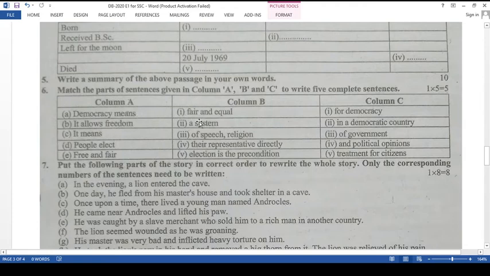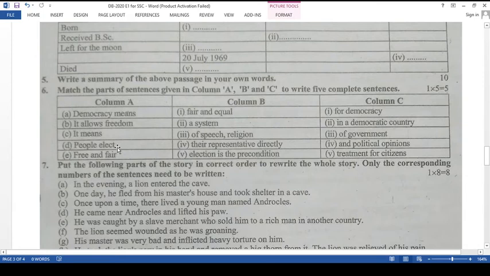So democracy means what? Democracy means a system of government. It allows freedom. What freedom? Freedom of speech, religion, and political opinions. Then democracy means what? It means fair and equal treatment for citizens.